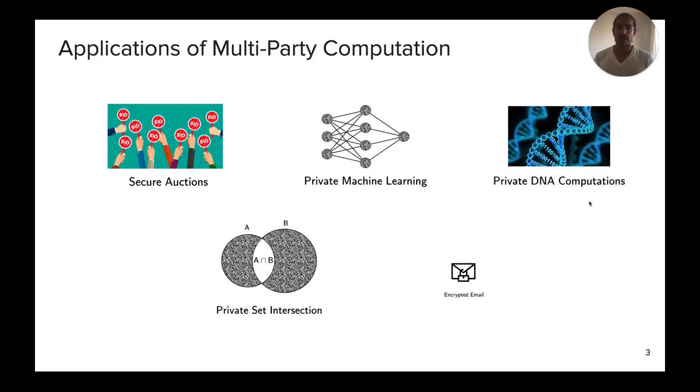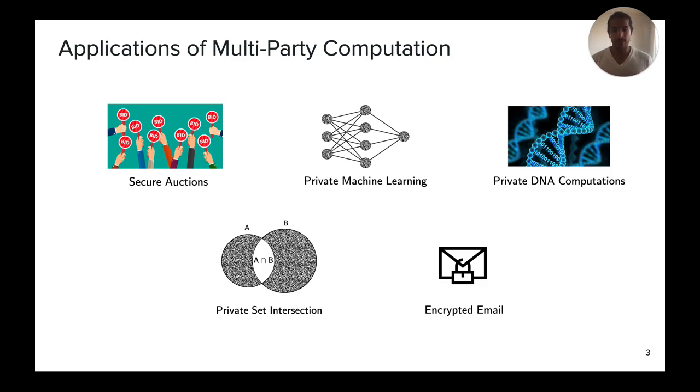Multi-party computation has a ton of applications, such as secure auctions, where we would really want to do an auction without revealing the bids. Private machine learning, where we potentially want to train or do inference on machine learning models without revealing the data. Genomic computations is another domain where the data is really sensitive and we would like to have privacy of that data. And other applications include set intersection, encrypted email, and so on.